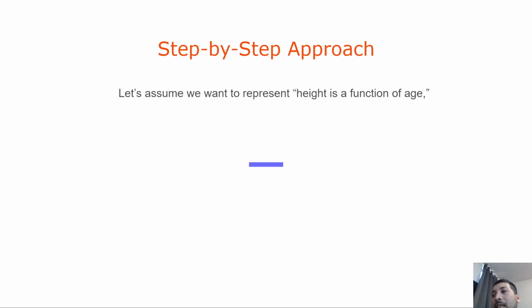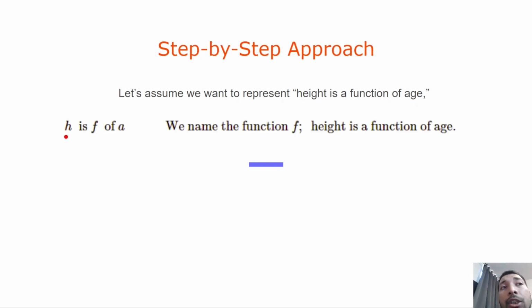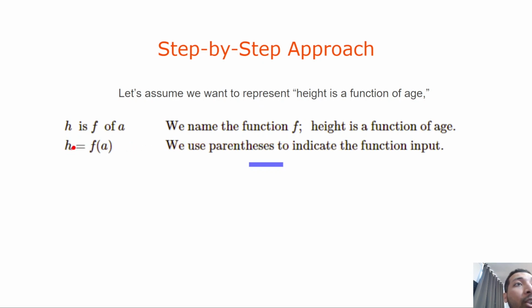Let's look at this example and see how we can name a function. Over here, we want to represent height as a function of age. So we use h as a variable for height, f as a variable for the function, and a for the variable for age. Now we want to name the function f, so we use h equal to f of a. We use parentheses over here to indicate the function input.